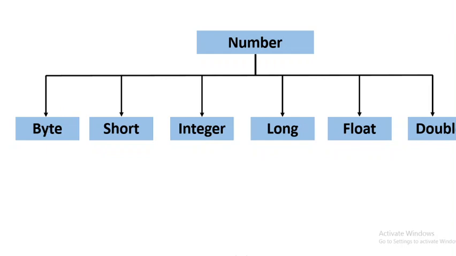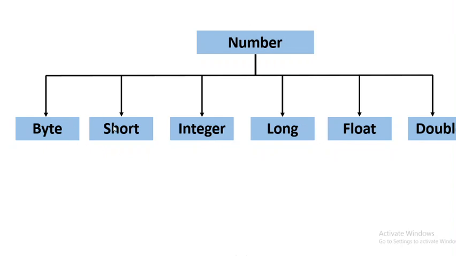If I write small b, it will be considered a primitive data type, and when I write capital B, it is considered the name of the class, that is Byte, because as per the conventions of Java programming, a class name always starts with a capital letter. So this Byte is the wrapper class for the primitive data type byte.